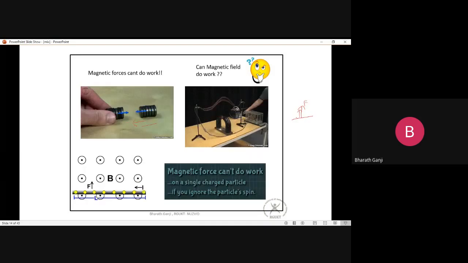Okay, so let us try to understand అసలు ఇక్కడ వర్క్ ఎవరు చేస్తున్నారు, who is doing the work, because definitely we know that there is some work happening here because the direction and the motion are in the same direction. So usually, "magnetic fields can't do work" is the common statement which you see in your textbooks, but they usually don't write the extra statement below that: that is only valid for a single charged particle, and even if you ignore the spin of a charged particle.